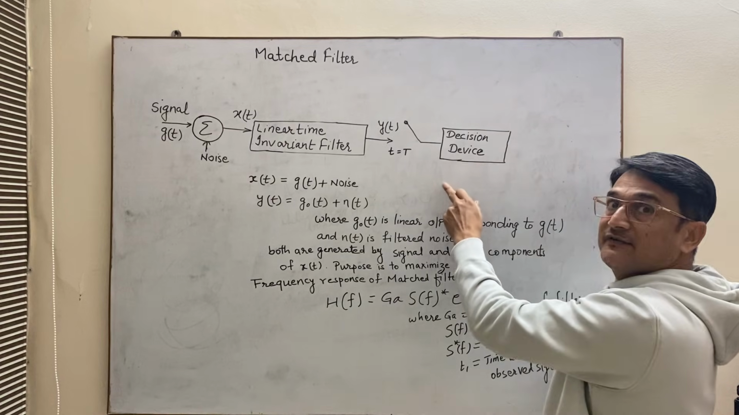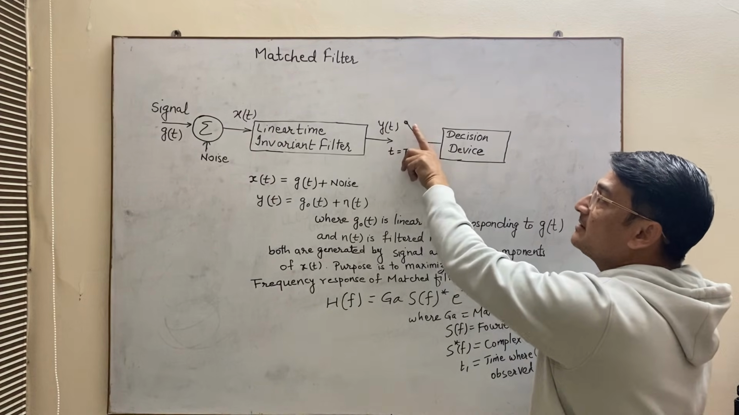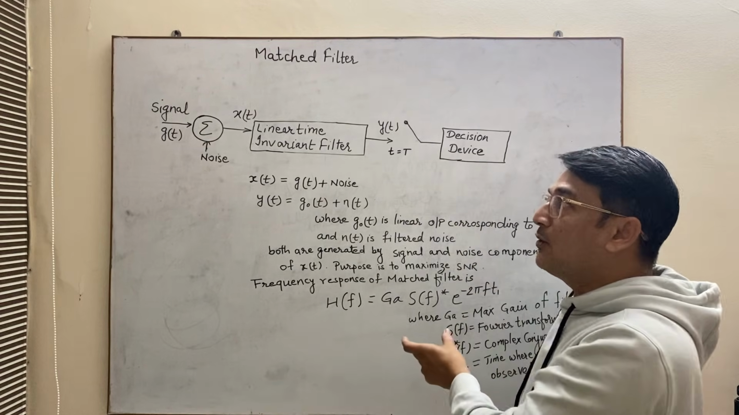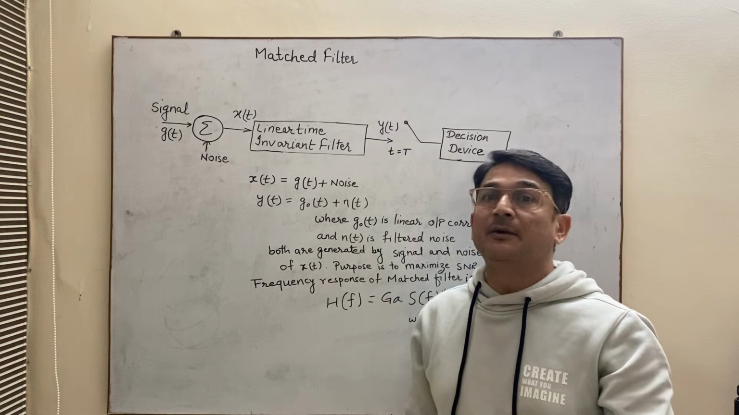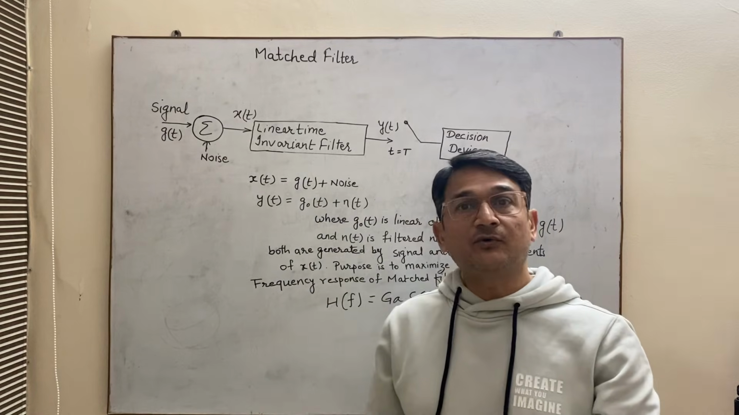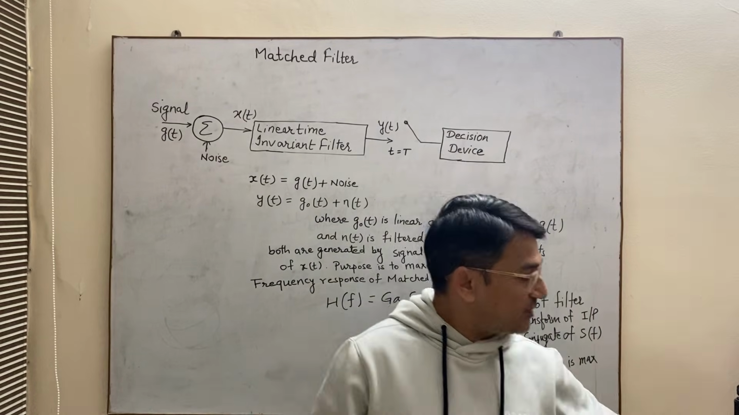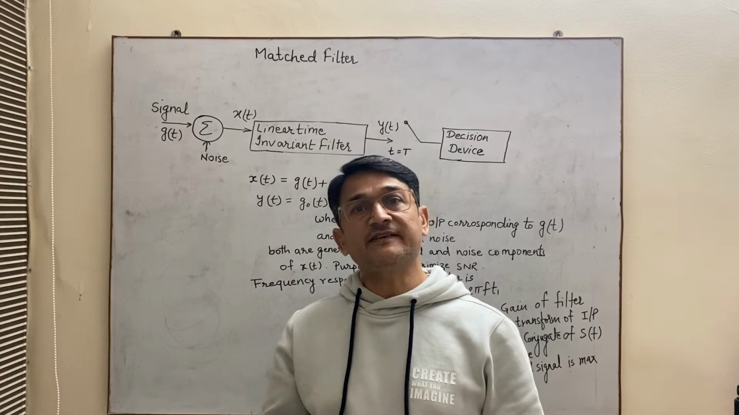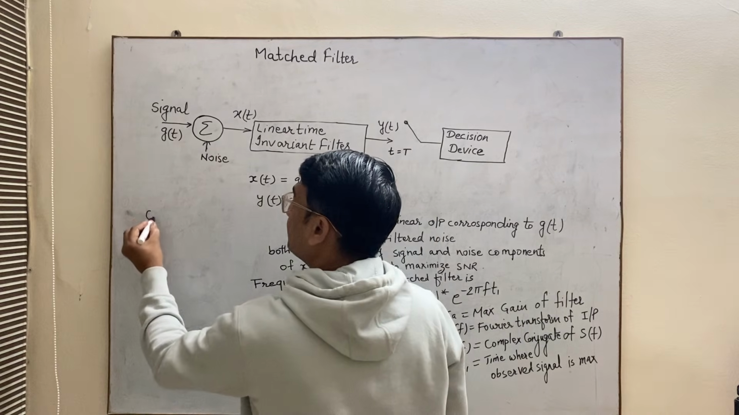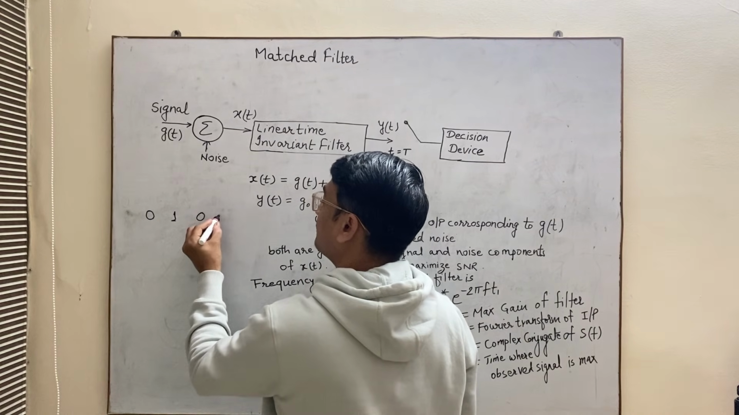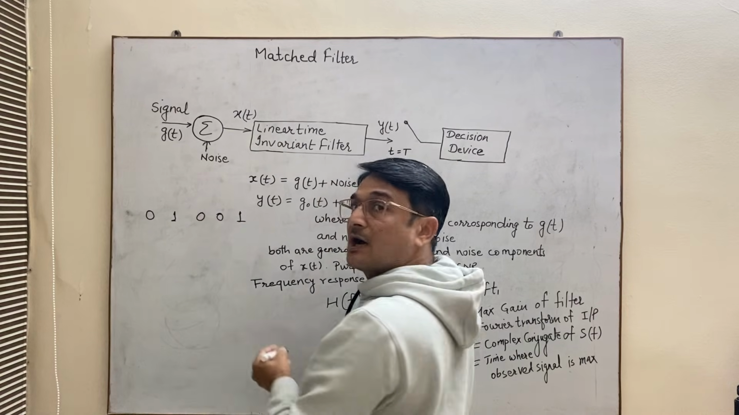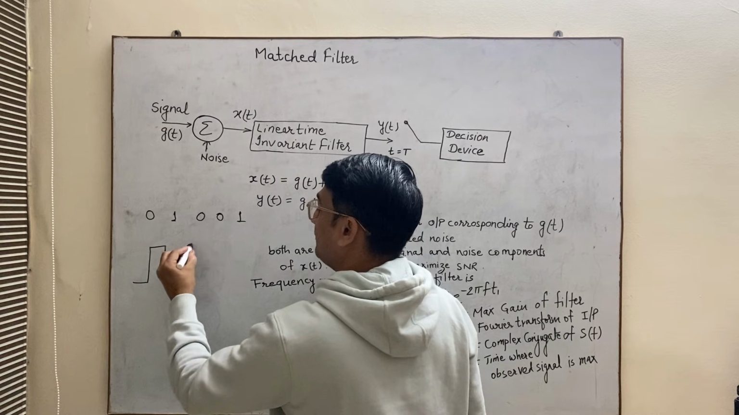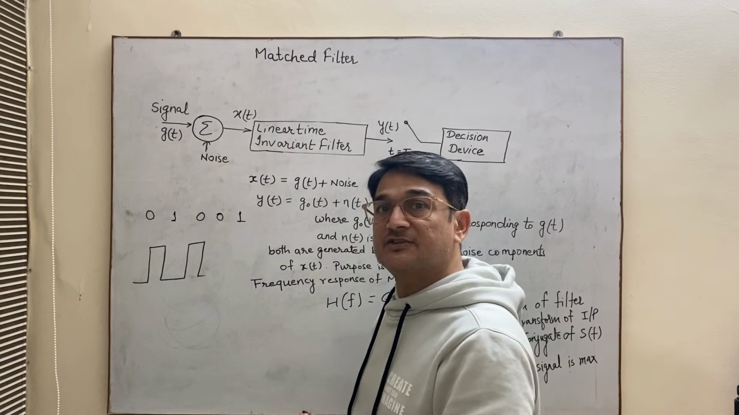As you can see, a decision device is connected. At t equal to T, this switch will be closed and this decision device will make its decision. How will it make the decision, and what is the decision? Basically, what is the data? Data is in the form of zeros and ones. And how do you transmit zeros and ones? You will transmit zeros and ones in the form of different voltage levels. So, for example, if your transmitted data is 0, 1, 0, 0, 1, how will you transmit the data? 0 volt, 1 volt, 0 volt, 0 volt and 1 volt. This is how your signal is transmitted.